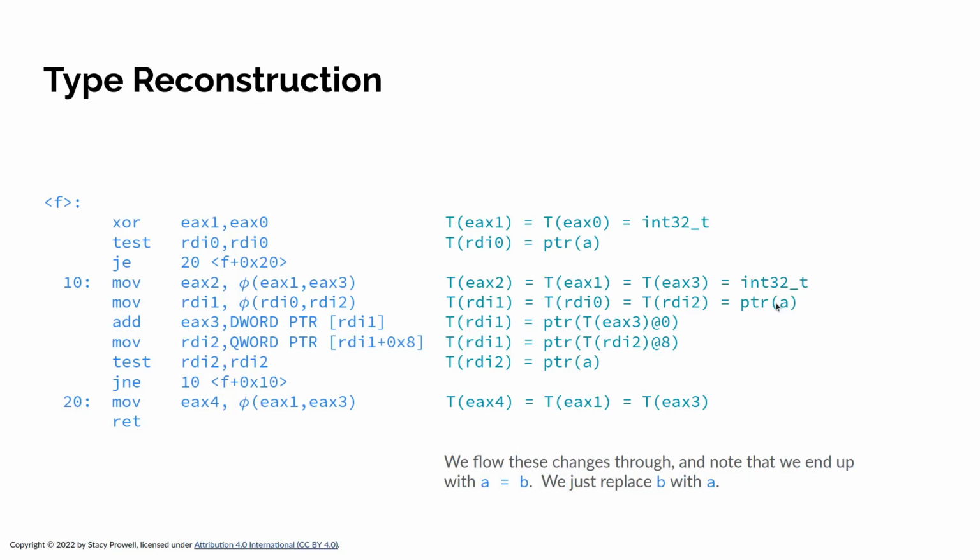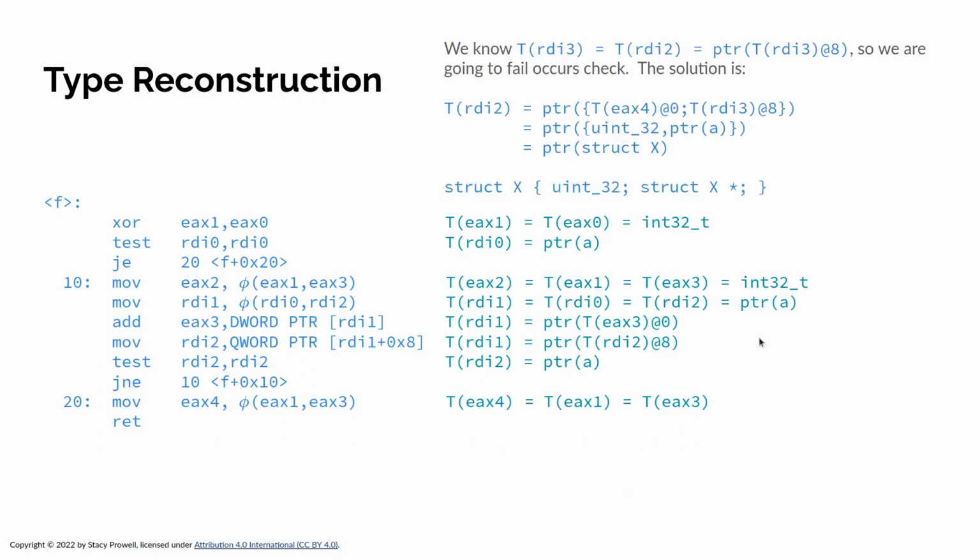Now they're all just pointers to A because we can figure that part out. Because we can conclude that A and B have to be the same. But we have this. We have pointer to A, but we also have these guys and this pointer. How are we going to solve that? So we know T of RDI3 is a type of RDI2, which is this pointer, which has, look at that, RDI3 in it. So we're going to fail a curse check.